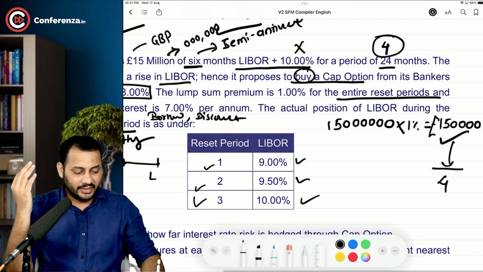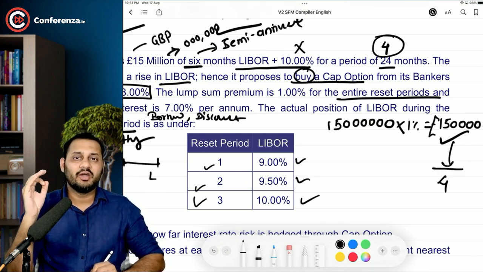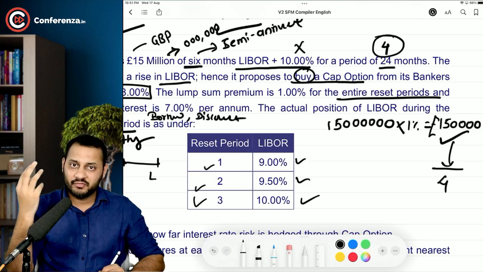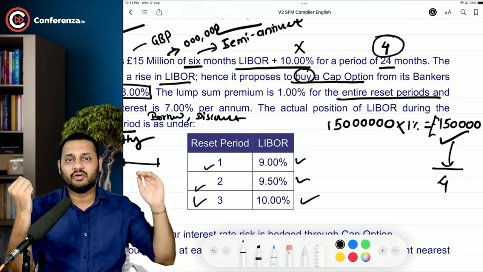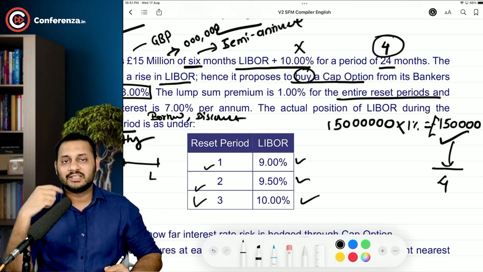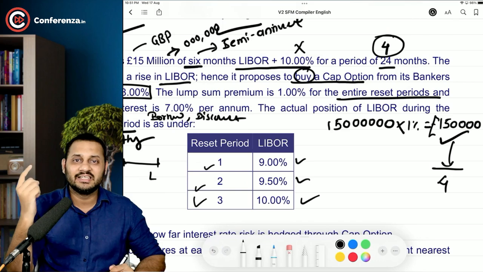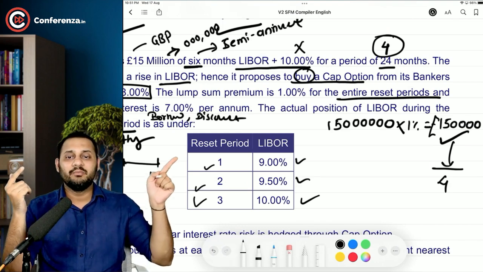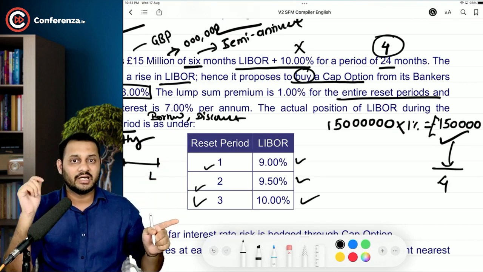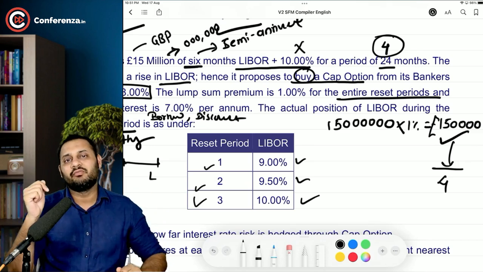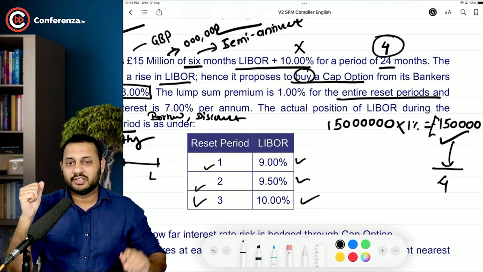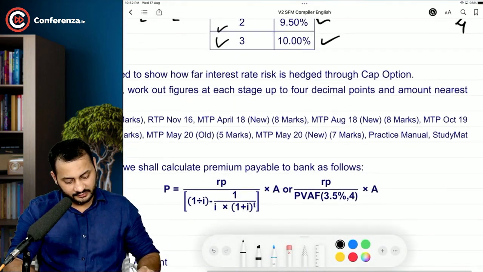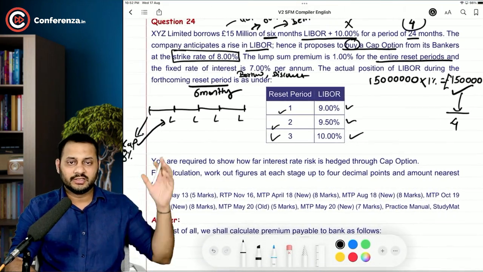You cannot simply divide 1,50,000 by 4, because there is something called the time value of money. You have to convert that 1,50,000 into an equal annual figure, or we can say an equal semi-annual figure. That's called an annuity. In this question we will call it a semi-annuity. We already know the formula to calculate the premium for every reset period, 4 premiums. There are a few calculations that you need to understand, and before moving over, let's first complete the question.